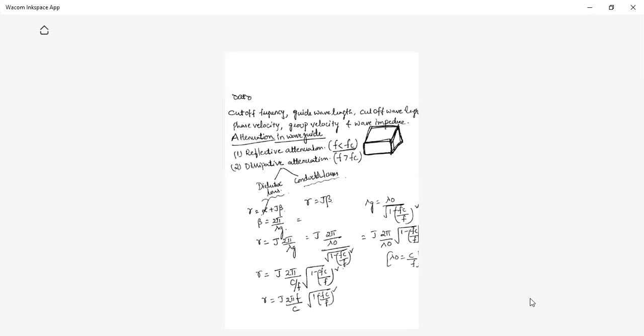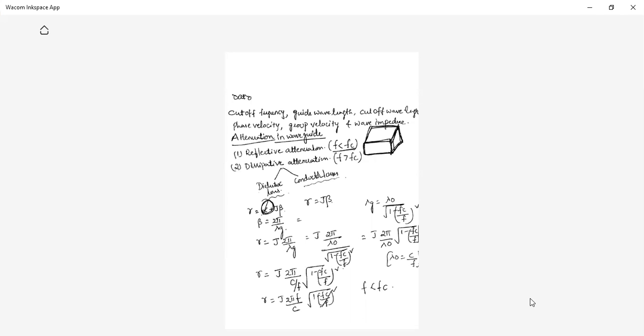When f is less than fc, what happens? When f is less than fc, this term becomes real. This becomes real, which is nothing but what? You are going to get alpha only. This becomes real, so you are going to get alpha.